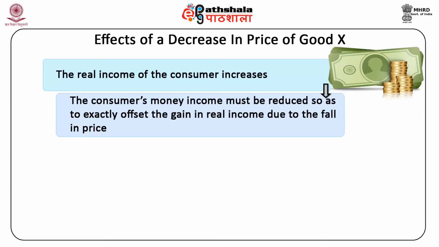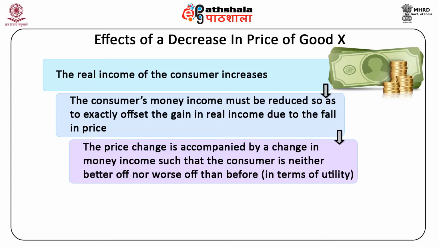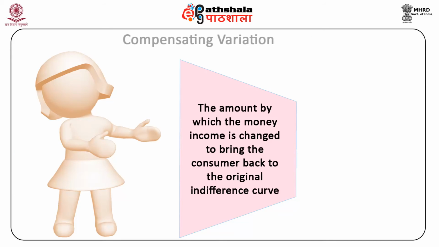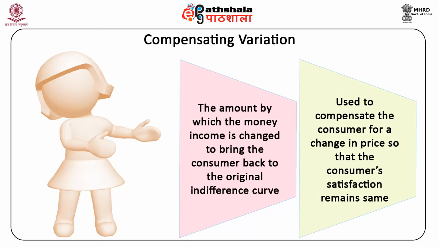In case of the Hicksian substitution effect, the price change is accompanied by a change in money income such that the consumer is neither better off nor worse off than before in terms of utility. Thus, the consumer will remain on the same indifference curve even after the change in price. The amount by which the money income is changed to bring the consumer back to the original indifference curve is called compensating variation. In other words, the compensating variation is used to compensate the consumer for a change in price so that the consumer's satisfaction remains the same.